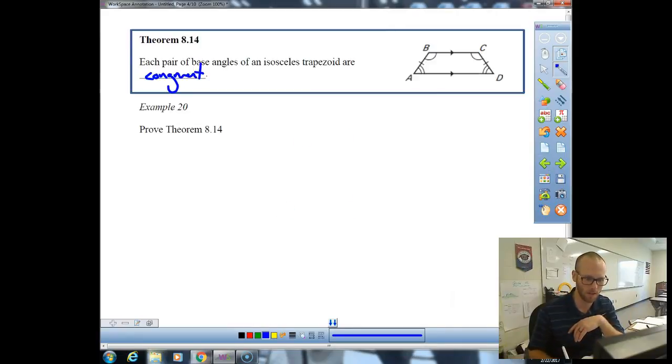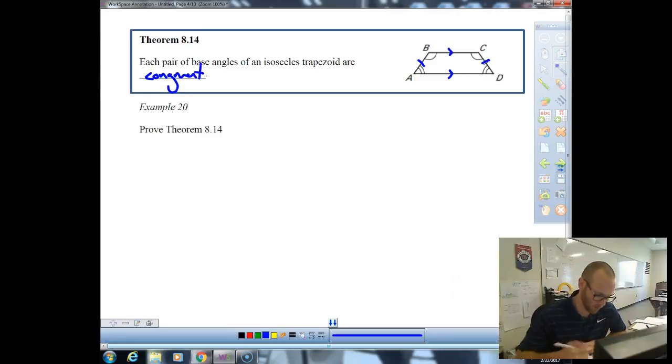What this theorem tells us is if it's an isosceles trapezoid, we have two pairs of base angles, and they have to be congruent. Okay, so we start with the isosceles trapezoid. We know that this pair of angles down there are congruent, and this pair of angles up there have to be congruent. Okay, now how are we going to go about showing this?